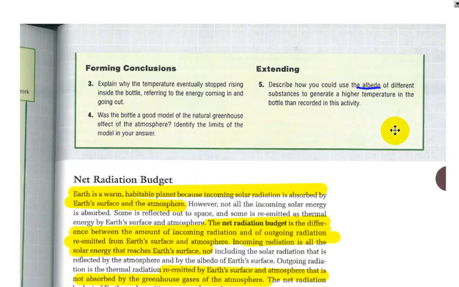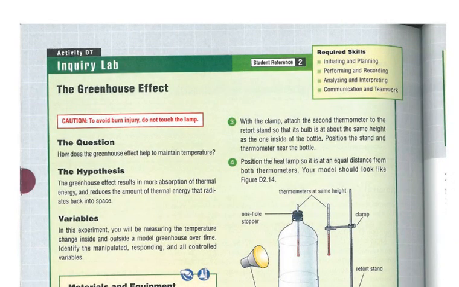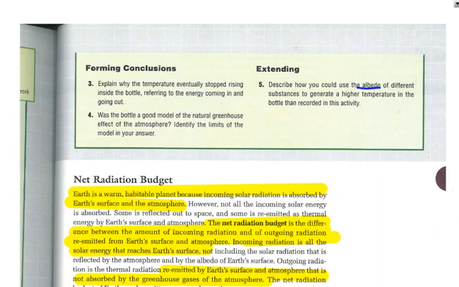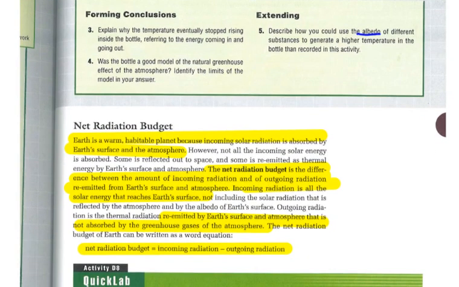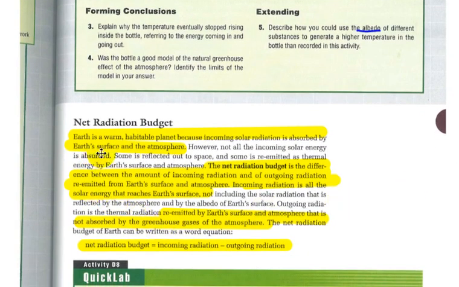This is the final part of CD2. So you would have just finished the greenhouse effect activity, and the last part here is looking at the net radiation budget. Earth is a warm, habitable planet because incoming solar radiation is absorbed by the Earth's surface and the atmosphere. However, not all of the incoming solar energy is absorbed. Some is reflected out to space, and some is re-emitted as thermal energy by the Earth's surface and atmosphere.